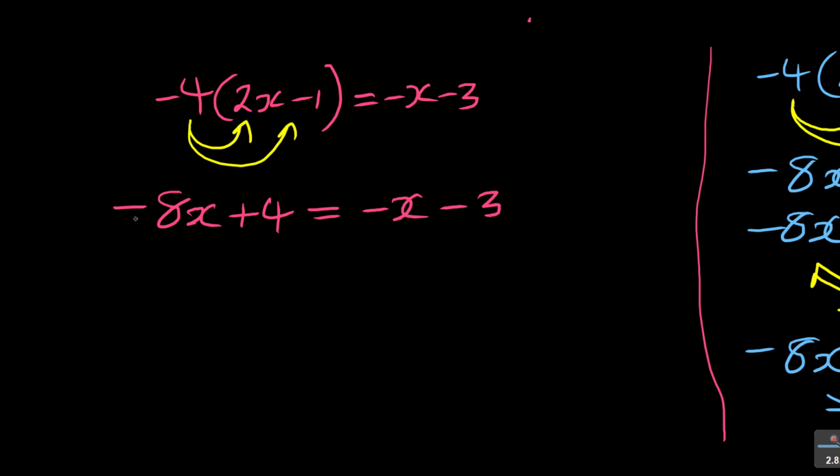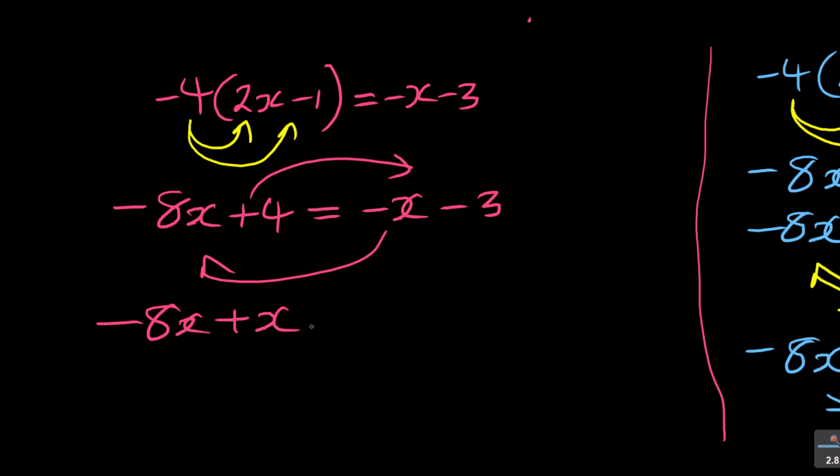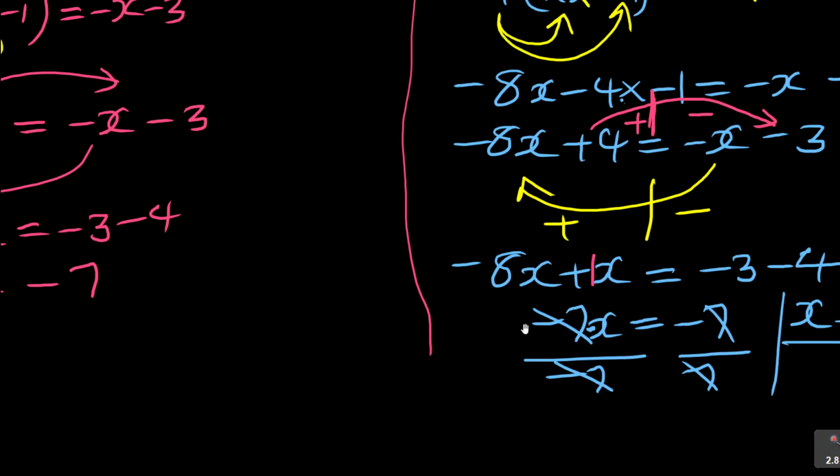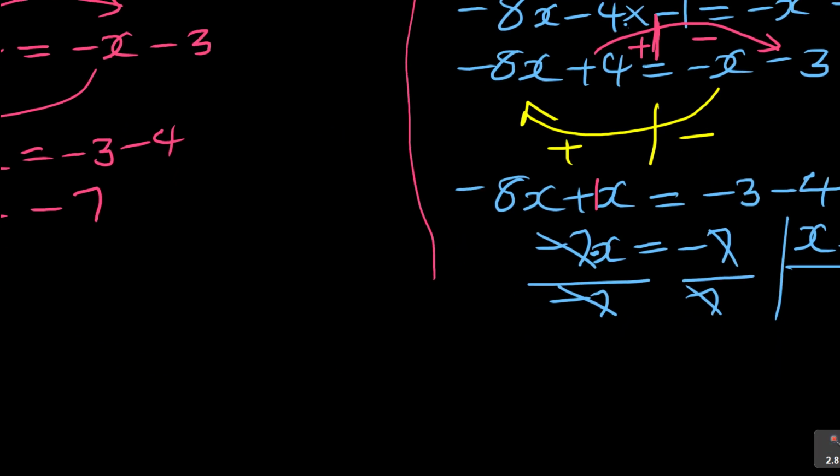Are you with me? Negative 8, this goes this side, that goes that side. So it's minus 8x like we did, and then plus x is equal to minus 3 minus 4. Here minus 7x is equal to, I think there is the error, minus 7x is equal to minus 7. It was not 7x. Oh, I see now where the error is.